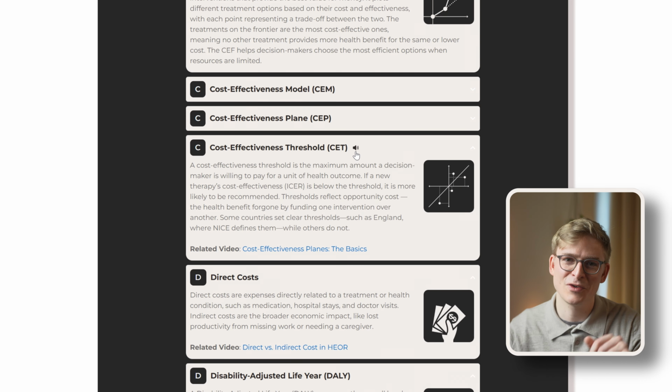A cost-effectiveness threshold is the maximum amount a decision maker is willing to pay for a unit of health outcome. If a new therapy's cost-effectiveness, ICER, is below the threshold, it is more likely to be recommended. Thresholds reflect opportunity cost, the health benefit forgone by funding one intervention over another. Some countries set clear thresholds, such as England, where NICE defines them, while others do not.